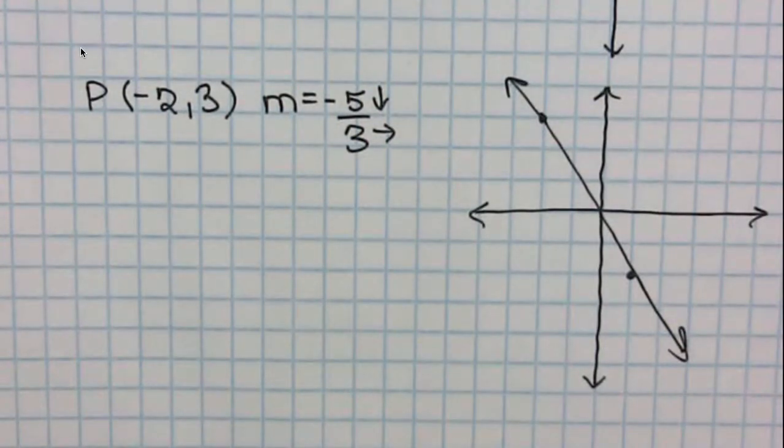So this is finding slope mathematically from a graph, from a chart, and from graphing a point and slope.